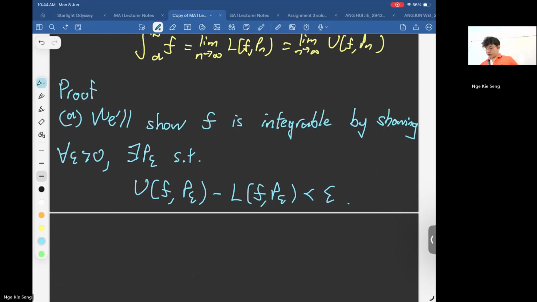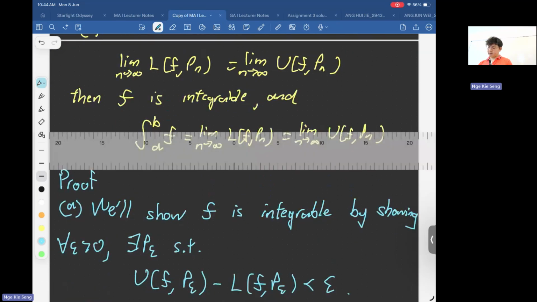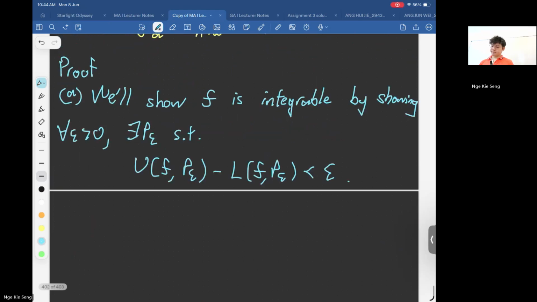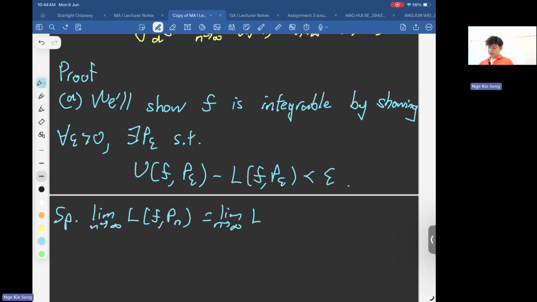Good. So what's our condition? We have this limit of LFPN and a sup of LFPN here. So this is one place we can apply our epsilon thing, right? So suppose the limit of LFPN equals the limit of UFPN, and let's call this I.